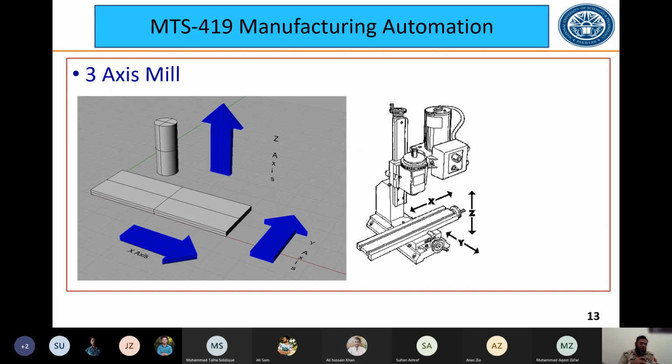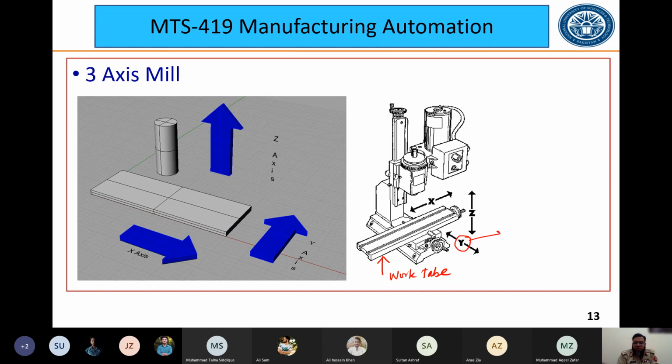So let me go into a little more detail now. Let us see a mill machine which has 3 axes. On your right, you can see a mill machine. You can see a mill or a drill machine in which this is your work table, which can move in 3 directions, which are X, Y, and Z.